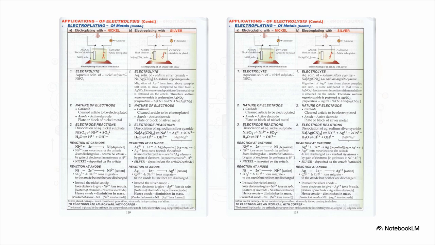Here, we've got setups for both nickel and silver plating. The core mechanics are completely identical to what we've just been learning. The cheap article that we want to plate, let's just say it's an iron spoon, is always placed at the negative cathode. The pure metal we want to coat it with, like a solid block of pure silver, goes at the positive anode. In this particular setup, we have an active electrode. That pure silver anode is continuously dissolving into the electrolyte solution as ions, migrating completely across the bath and firmly depositing themselves right onto the spoon at the cathode.